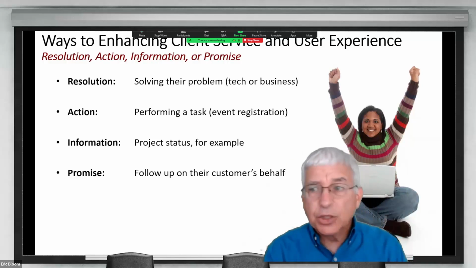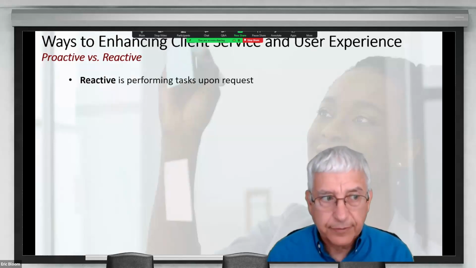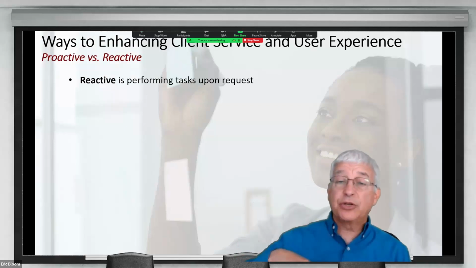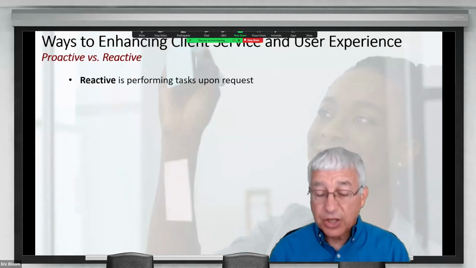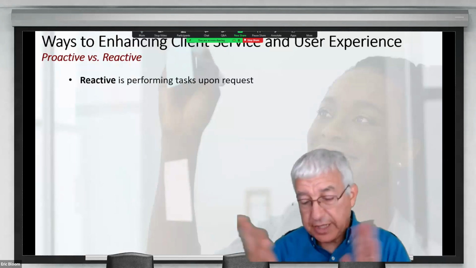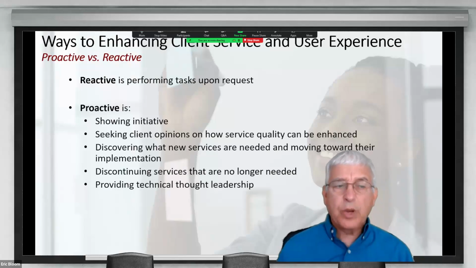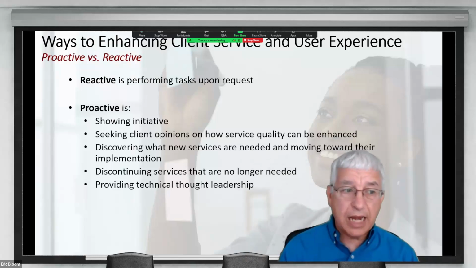The next thing that users want is they want you to be proactive. Let's start with what reactive is. Reactive is they ask you to do something, you do it. All right, that's good. That's a win. Filled their printer cartridge or whatever it is. But proactive is where you're showing initiative to try to help them.